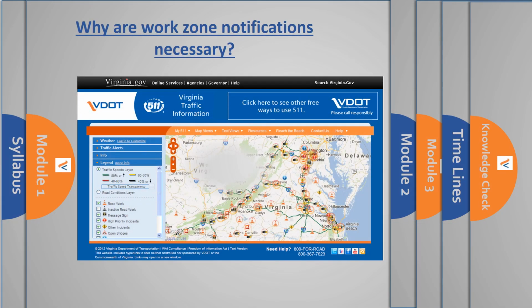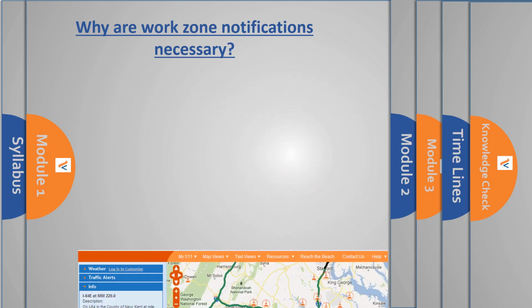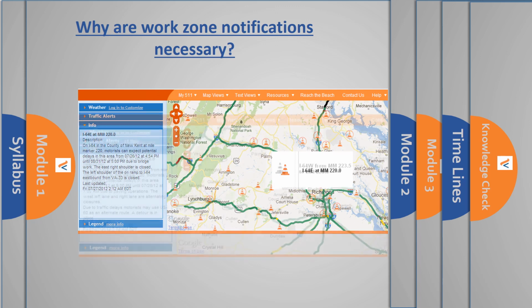Why are work zone notifications necessary? Once your work zones have been entered into the 511 system, that information goes out to the 511 page. That page will notify motorists about active work zones as well as inactive work zones. This information allows the public to decide on taking alternate routes in advance in order to plan out their trips.